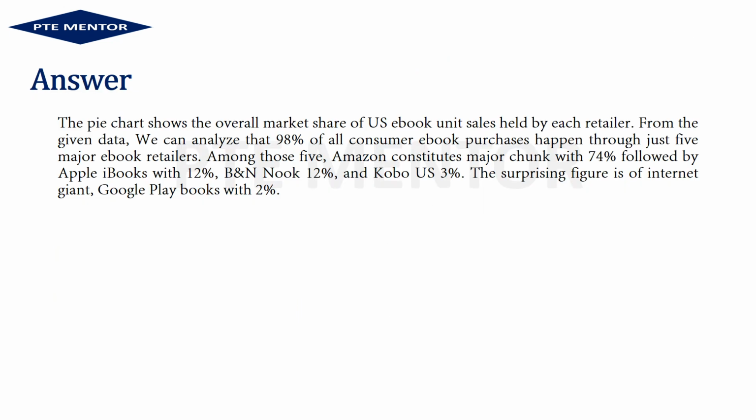The pie chart shows the overall market share of US ebook unit sales held by each retailer. From the given data, we can analyze that 98% of all consumer ebook purchases happen through just 5 major ebook retailers. Among those 5, Amazon constitutes the major chunk with 74%, followed by Apple iBooks with 12%, B&N Nook 12%, and Kobo US 3%. The surprising figure is of internet giant Google Play Books with 2%.